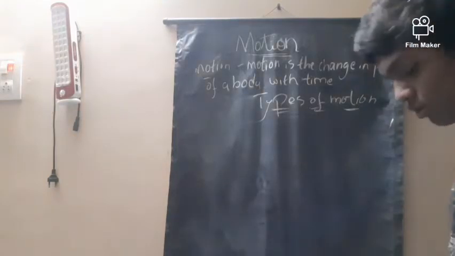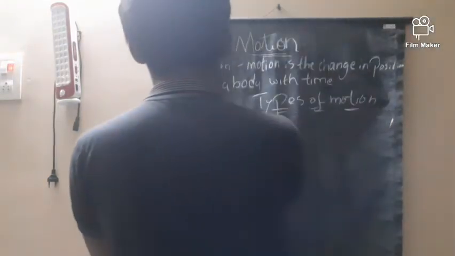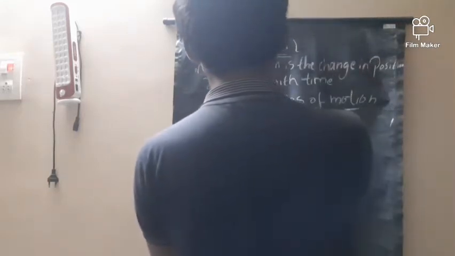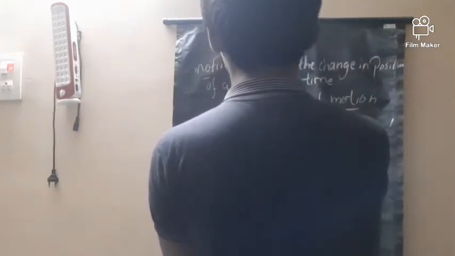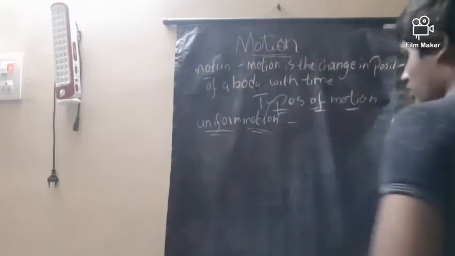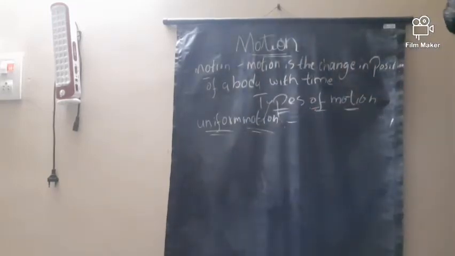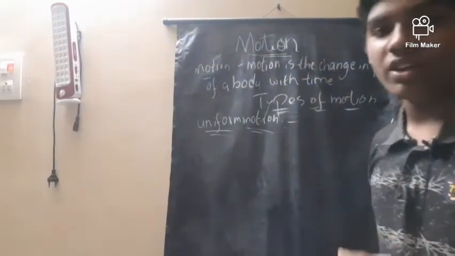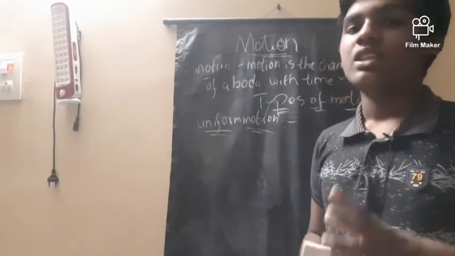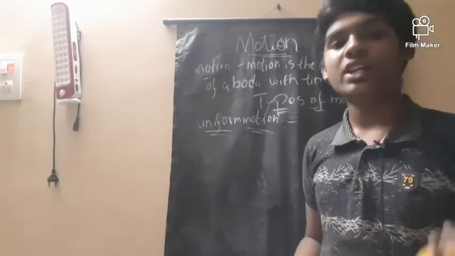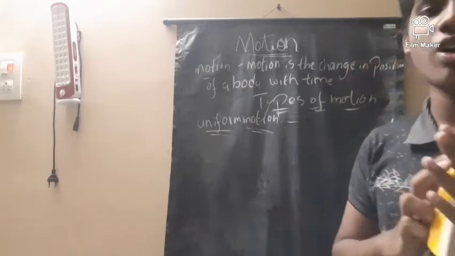Let us discuss now uniform motion. So uniform motion is nothing but if a body travels equal distances in equal intervals of time, that is uniform motion.